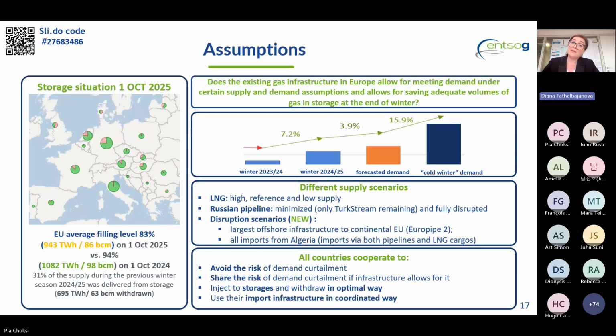So last but not least, and actually very important, in our model, all countries cooperate to minimize the risk of demand curtailments or to share those risks. As well, storage is injected and withdrawn in an optimal way, and imports are used in a coordinated manner. The only limitation to this cooperation is infrastructure capacity limitation, which can prevent full coordination between countries.